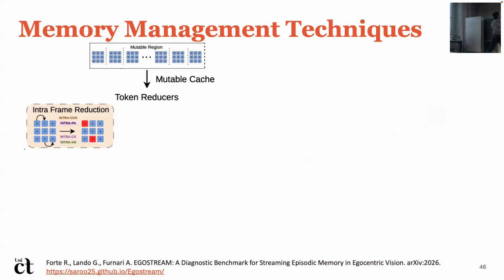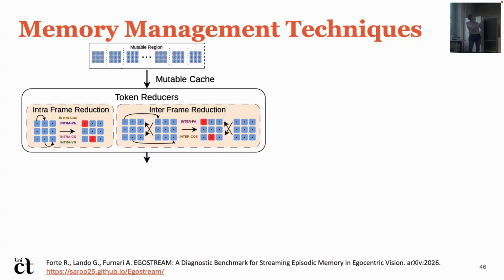So you have the mutable cache as input, and you do different things. You use token reducers, and we have different techniques. Intra-frame reduction, where we look inside one frame and we reduce things that are redundant inside the frame. And we do different things.